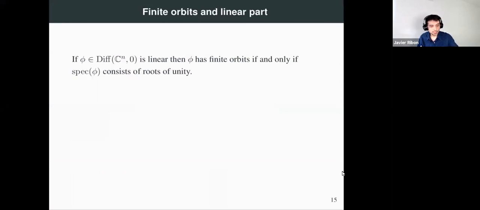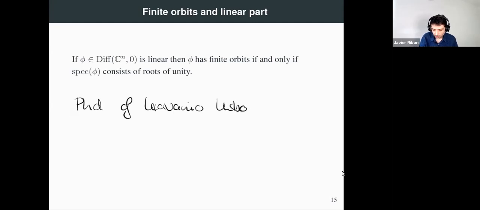Something I forgot to say at the beginning: all these results are joint, but indeed most of them are part of the PhD thesis of Lucivânio Lisboa, who was my PhD student. And there are other results that we obtained later on.